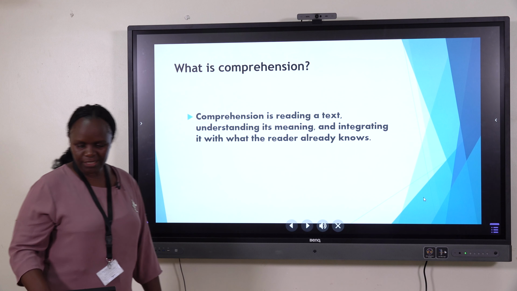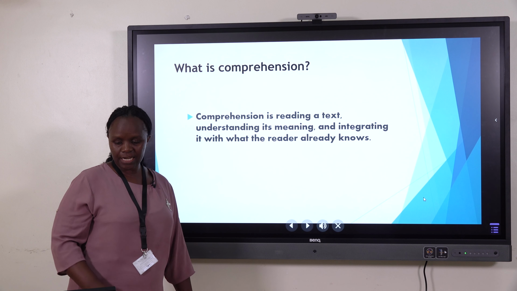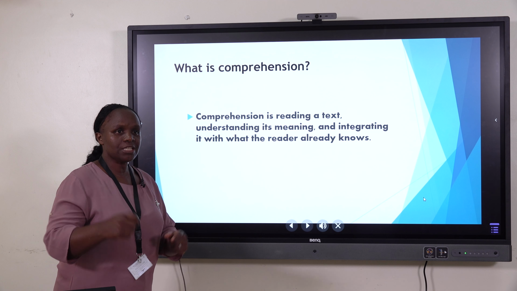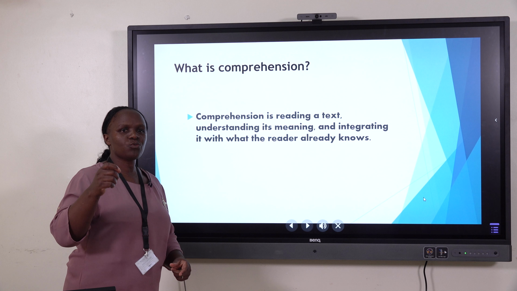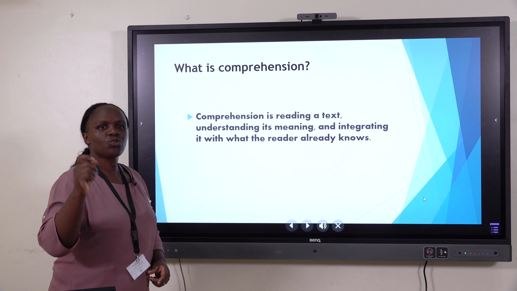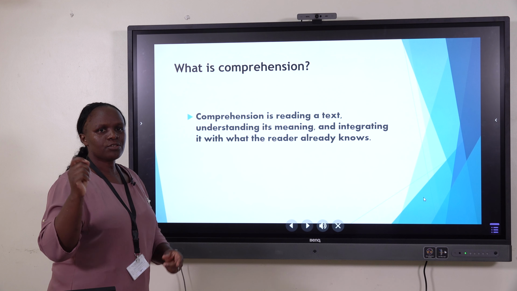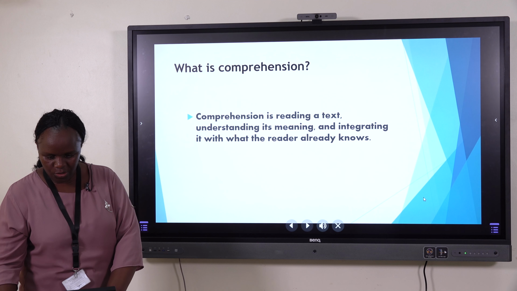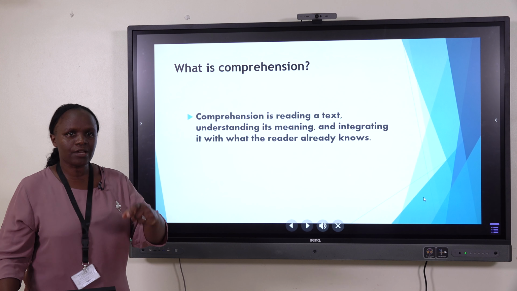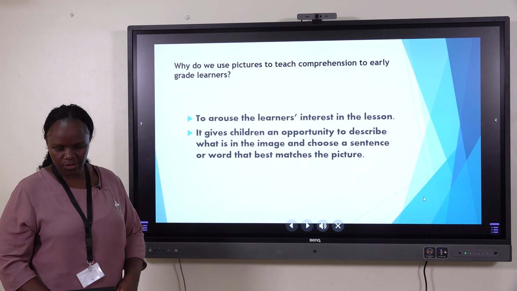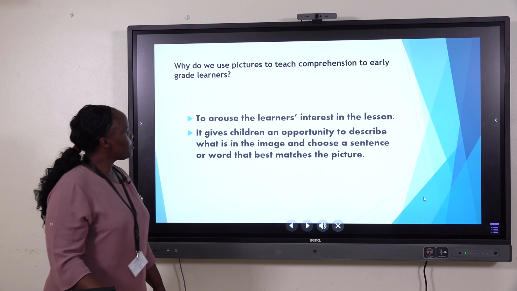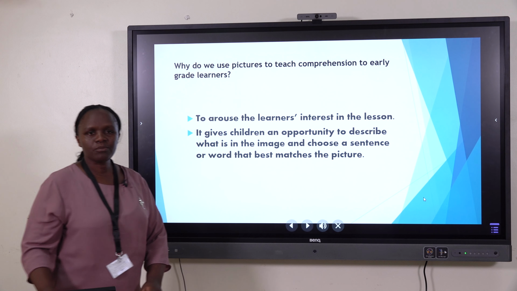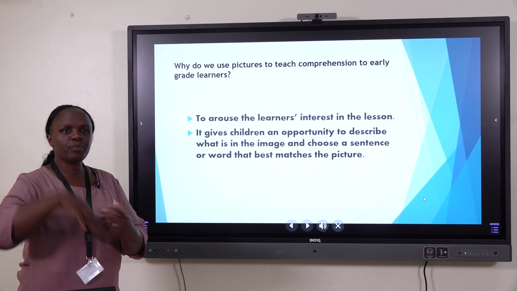Most of the time when we are teaching comprehension to these young learners, we use their experiences. Even when you are introducing such a lesson, you can tell them a story out of their experiences, so that they integrate what they are reading with what they already know. Then, most of the time when we are teaching lower classes, we teach them stories which involve pictures.